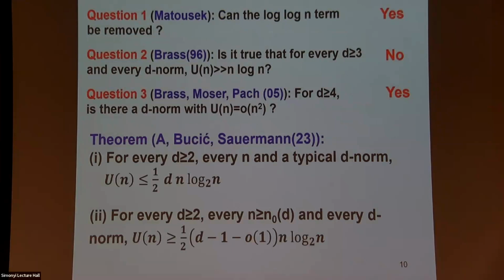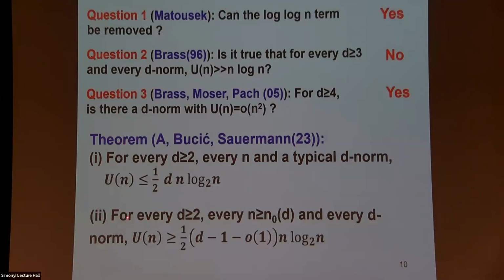So here is a theorem. It says that for every fixed dimension D, at least two, and for every n, if we take a typical D norm in the same sense as we saw before, so for all norms but a meager set, then for every set of n points, the number of unit distances they determine is at most half d n log base 2 of n. And here, by the way, nothing is asymptotic. So no assumptions that n is big with respect to d. This is true for every n and every d. You never get more than this.